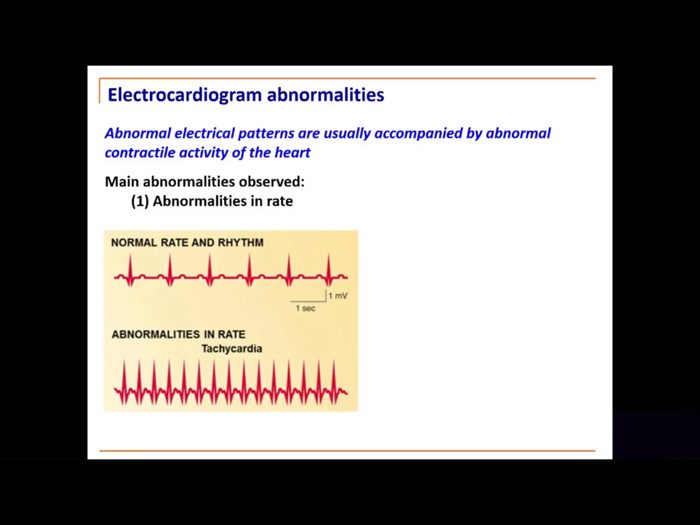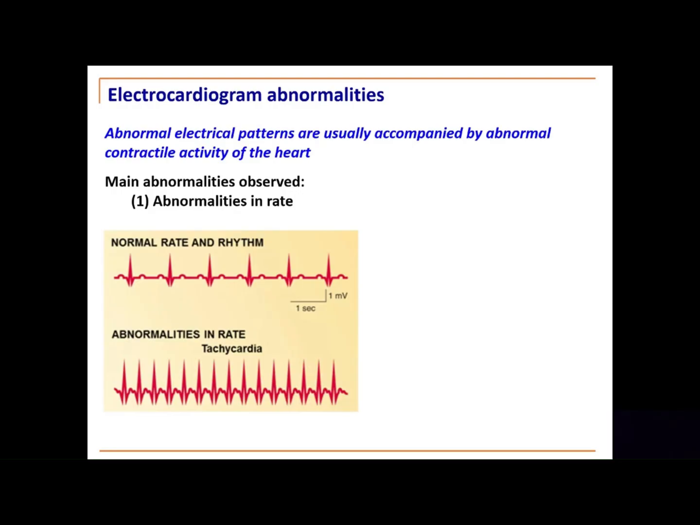So the main things we can see are abnormalities in rate. So here's your normal ECG. So we go along, we go P wave, look where my little arrow is, P, QRS, T, P, QRS, T. And you can see here, this is about 1 second. So you're getting about one beat per second, which is 60 beats per minute.